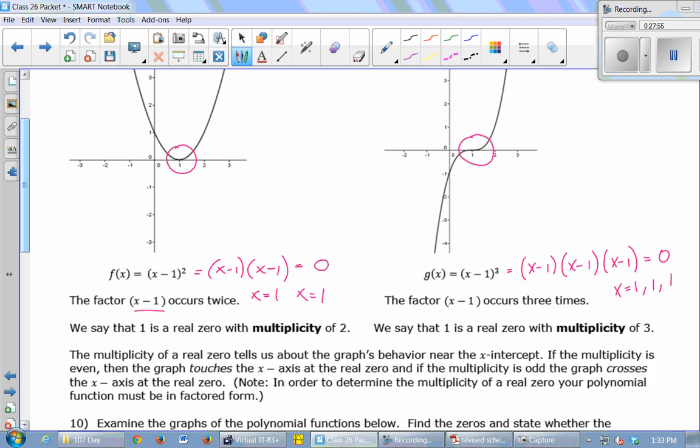So the multiplicity of a real 0 tells us about the graph's behavior near the x-intercept. If the multiplicity is even, then the graph touches the x-axis and then turns around. And if the multiplicity is odd, the graph crosses through the x-axis at the real 0. So just to keep in mind, if you want to determine the multiplicity of a 0, you have to be able to write your function in factored form to see if any factors repeat.